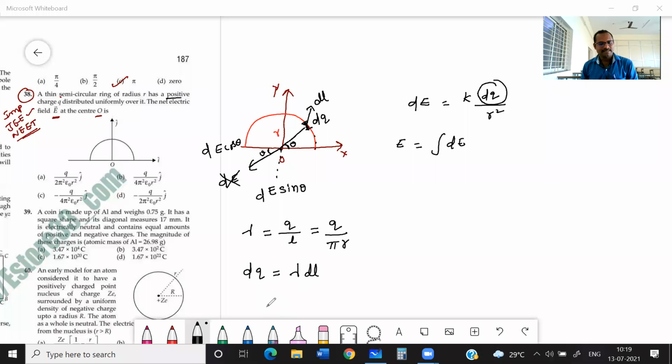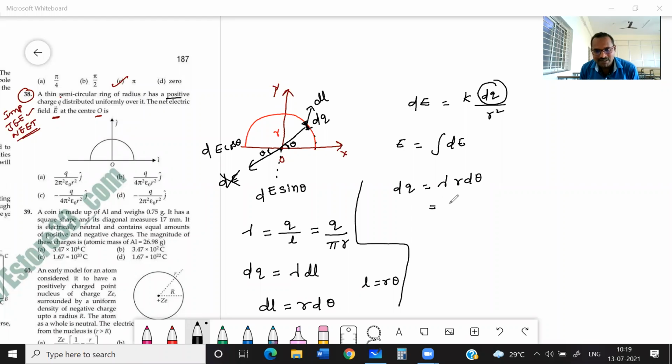Dl is nothing but r d theta, because L is equal to r theta. Then dl can be written as r d theta. That means you will get dq as lambda into r d theta. What is lambda value? Q by pi r into r d theta. Yes, the r's cancel. You will get dq as q by pi into d theta. Here, yes, you substitute here. You will get this as integration of k dq, that is, q by pi into d theta.